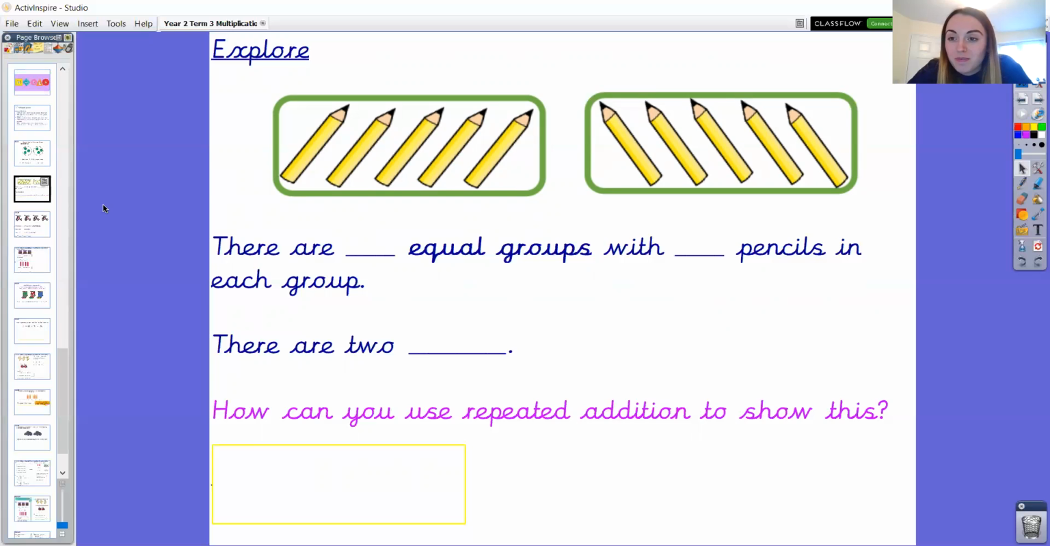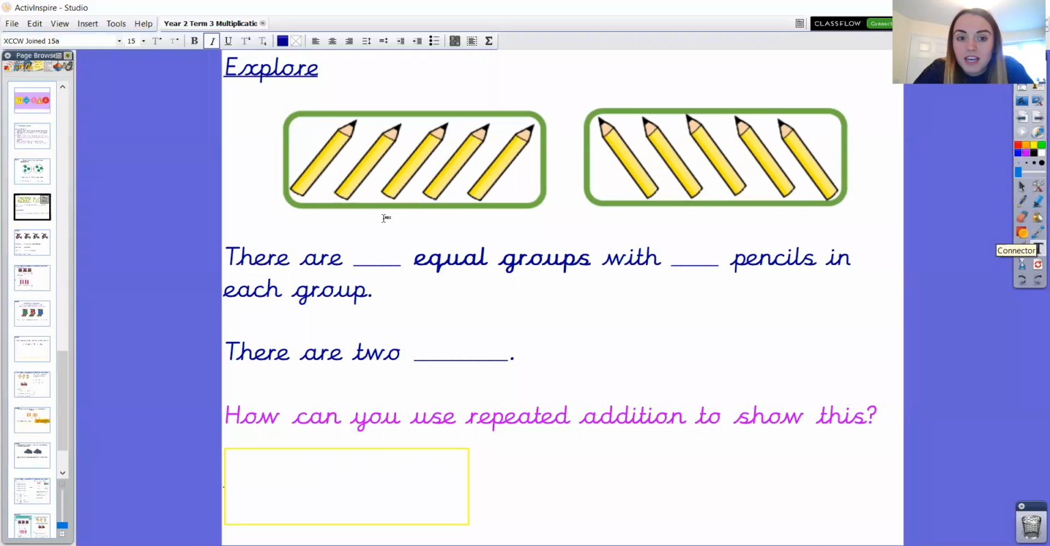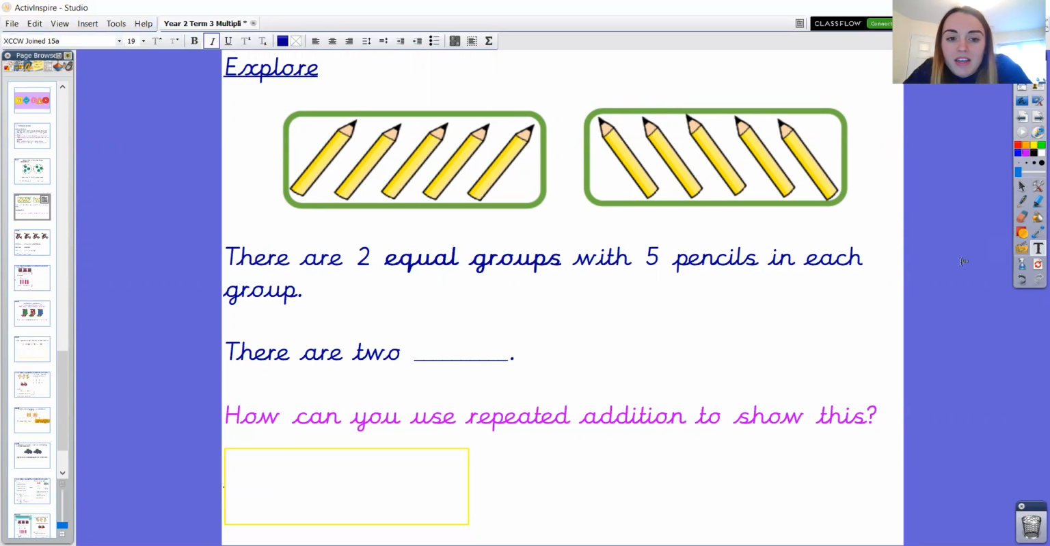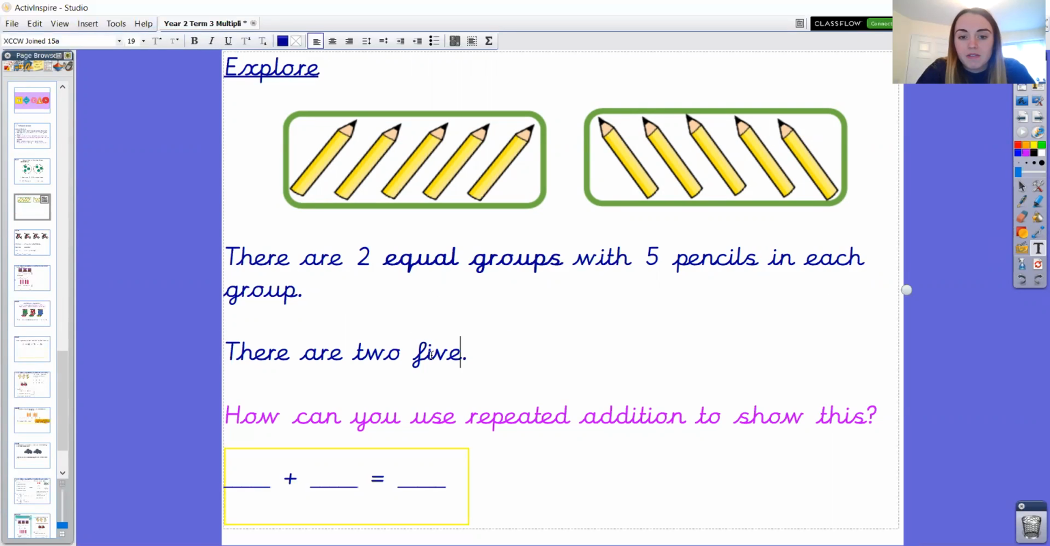Well done, Year 2. Let's say them together now. There are 2 equal groups with 5 pencils in each group. Fantastic. Okay, there are 2 5s. Fantastic. Well done, Year 2.